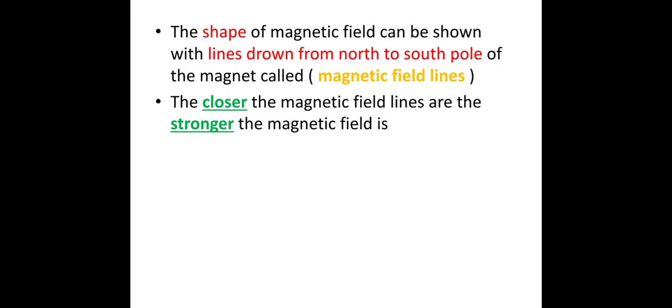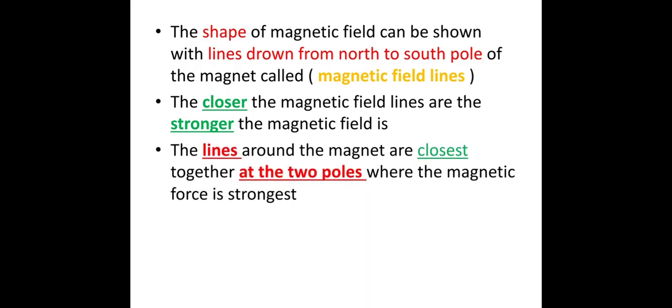We can find that the magnetic field lines are closest together at the two poles or at the ends of the magnet. Why? Because we said before that at the two poles, or the two ends, the magnetic force is strong, the strongest effect of the magnet is at the two poles or near the ends of the magnet. So the lines around the magnet are closest together at the two poles where the magnetic force is strongest.